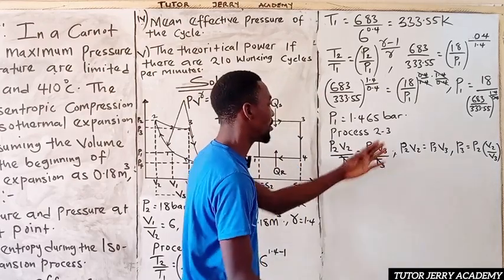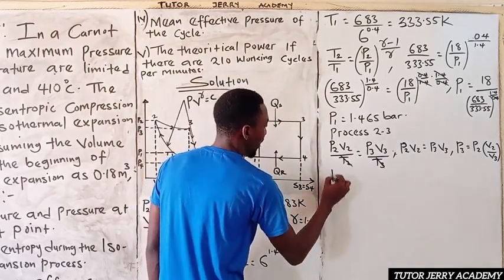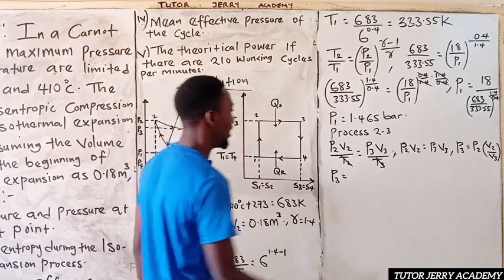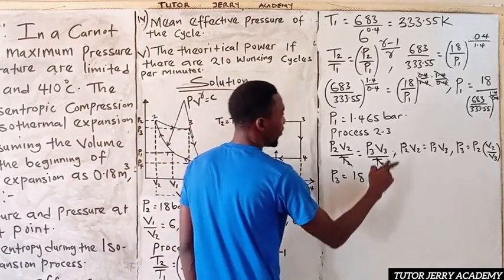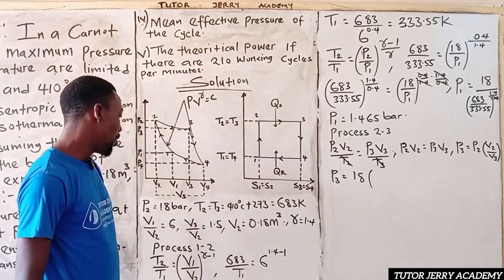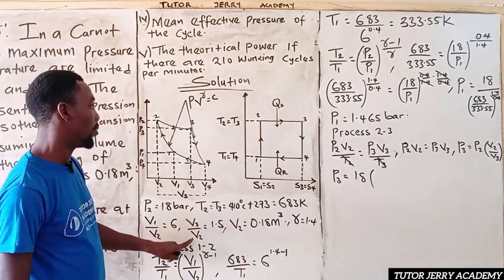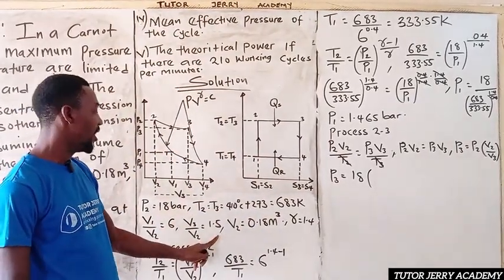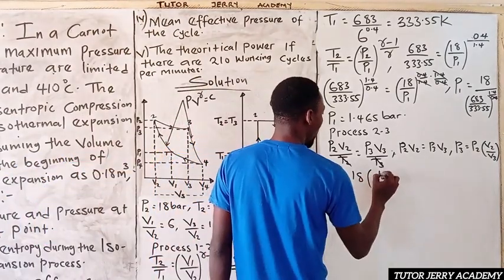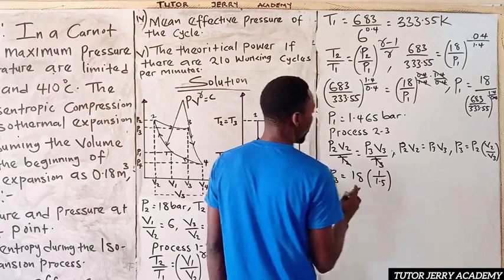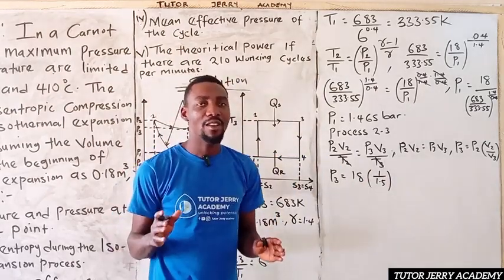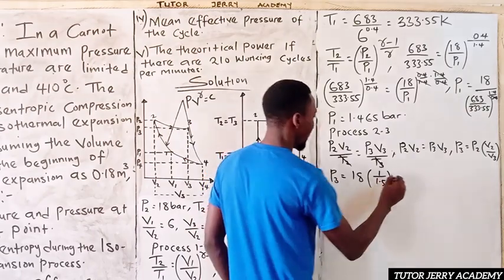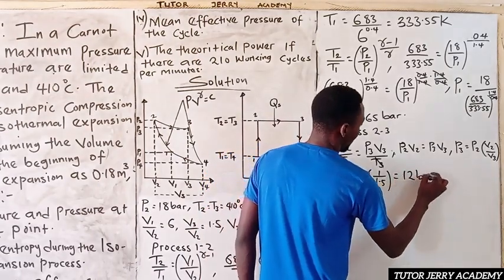All right. So now let's substitute the parameters there. It means that our P3 will be equal to P2. What is P2? P2 is 18 into V2 over V3. V2, don't forget, we have V3 over V2 here, and there we have V2 over V3. So V2 over V3 is just the inverse of what is here. So it means here we are going to have 1 all over 1.5. So if you multiply this and divide it by 1.5, you are going to have nothing but 12 bar. So our answer here is 12 bar.